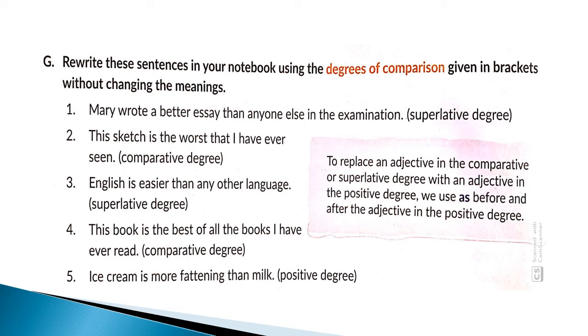This sketch is the worst that I have ever seen. Comparison or comparative degree. This sketch is worse than any other sketch I have seen, or this sketch is worse than other sketches I have seen. Than is there and worse is there, so comparison. And whenever you make positive degree, you have to use as and make it into positive degree. Okay, you shall do it on your own.